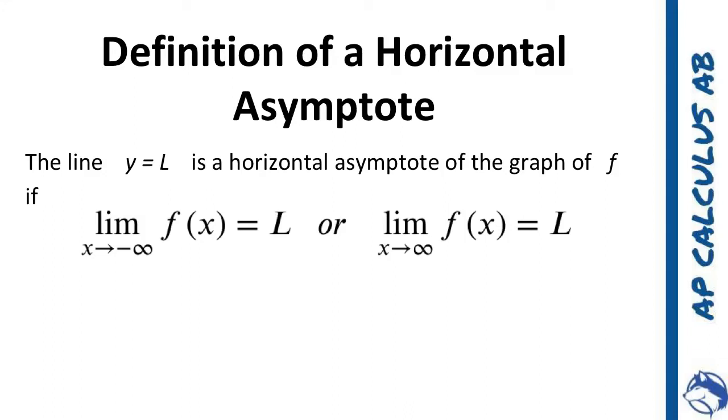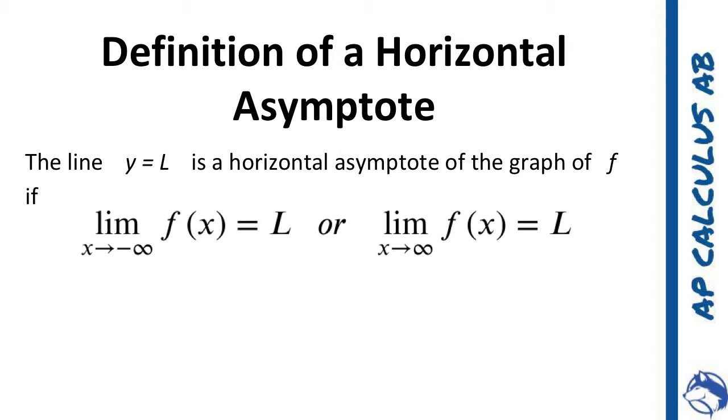All right, so a definition of a horizontal asymptote. If we have a horizontal asymptote here, the line y equals L will be that asymptote if, as we approach negative infinity or infinity, this function goes towards this number L. And so that's really what we're looking at.